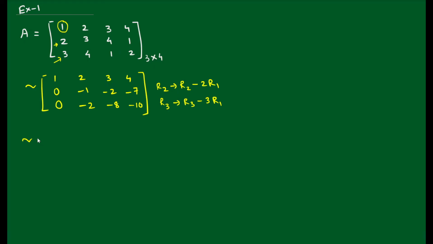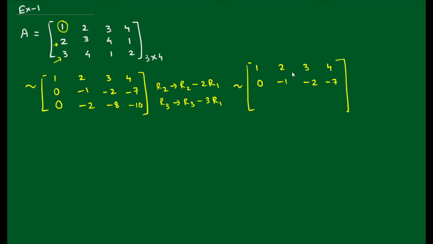Now what we have to do, we have to fix row 2 now. So row 1 will be written as it is, 1 2 3 4. Now row 2 will be fixed, 0 -1 -2 -7.